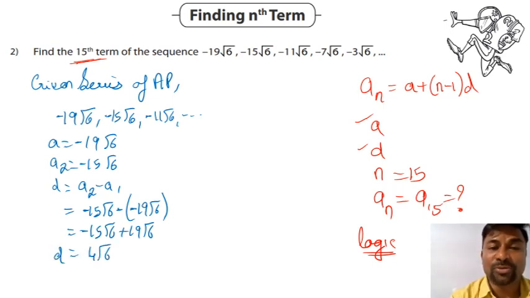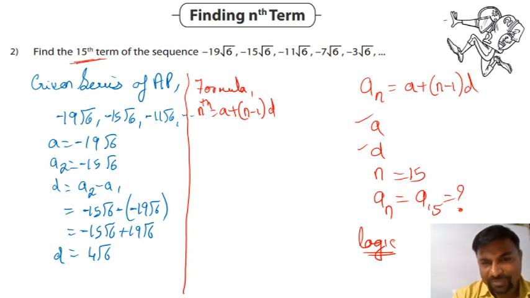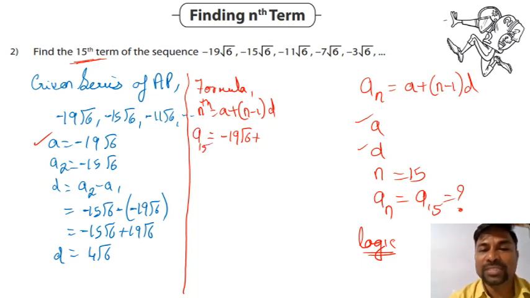What's that? The d value. So after getting the d value, the only logic left over is the nth term formula. What's the nth term formula? Just now I said to you, it's a plus (n minus 1) into d. After getting the formula, let us substitute the values. What's the a value there? Minus 19 root 6, plus, he is asking us to find the 15th term. We are going to find a15 now. Plus n minus 1 means 15 minus 1, and the d value, just now we got it as 4 root 6.